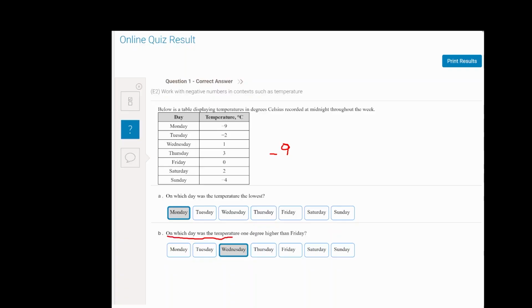On which day was the temperature 1 degree higher than Friday? Friday it was 0. It wants 1 bigger, so we just plus 1. Wednesday. This one.